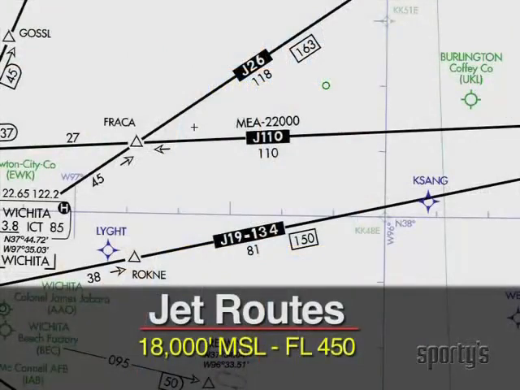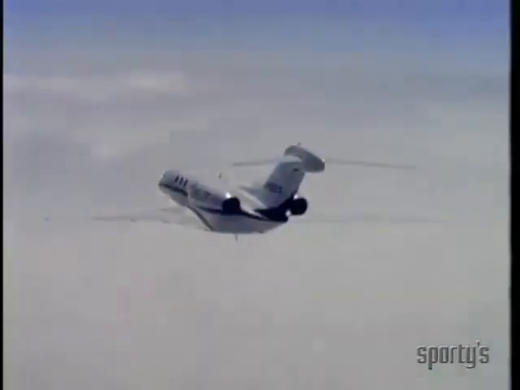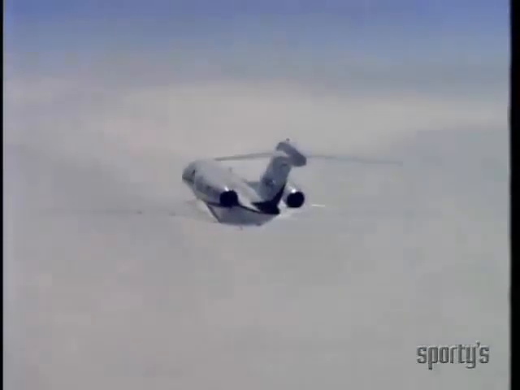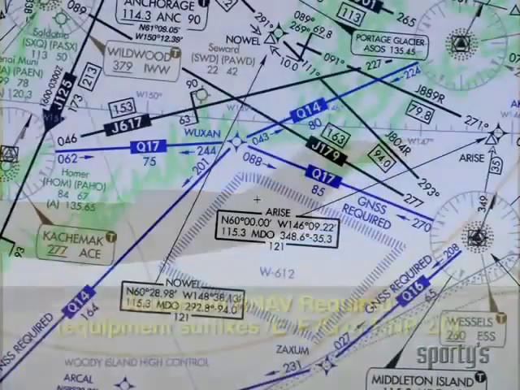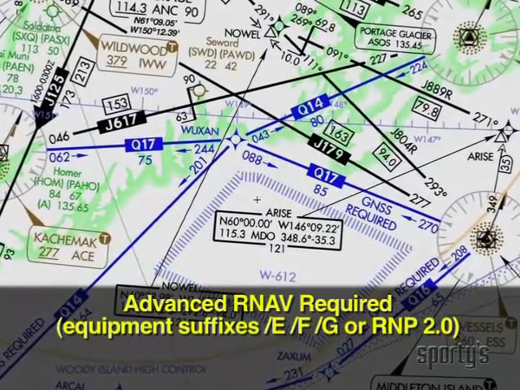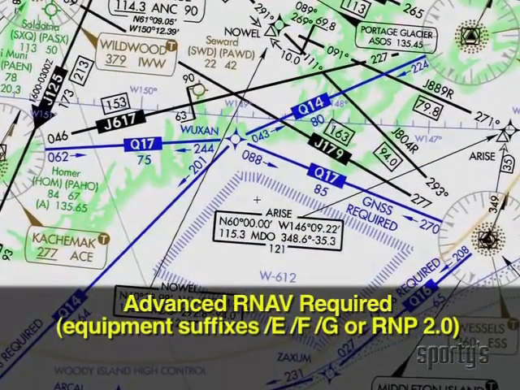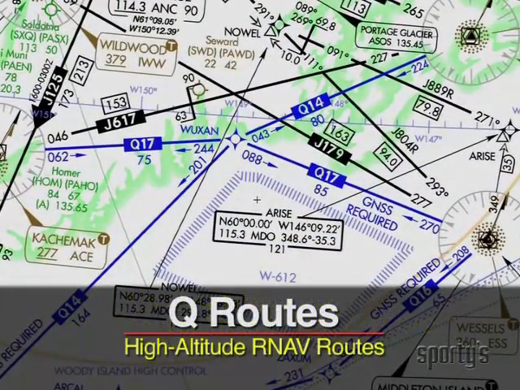High-altitude airways, called jet routes, start at 18,000 feet MSL and extend up to and include flight level 450. Aircraft above flight level 450 navigate by point-to-point or direct navigation. Published RNAV routes are found on both the high and low altitude charts. They are painted in blue with magnetic reference bearings. Q routes are found on the high altitude charts.